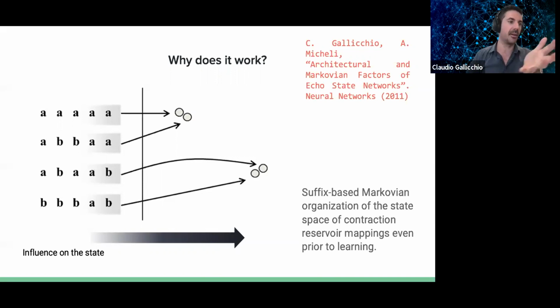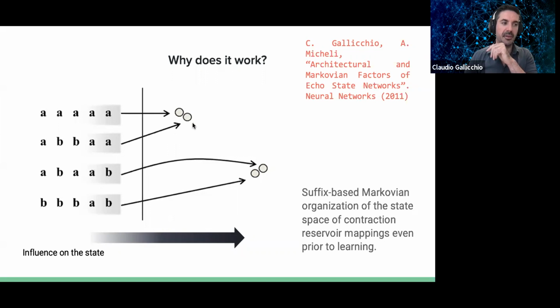What happens, as you can see in the details of this paper, is that the reservoir, if it is initialized to be stable, will map sequences that share a common suffix to very close points in the state space. Suppose, for example, these first two sequences both share the same suffix of length 2; they will be mapped into two very close points in the state space.